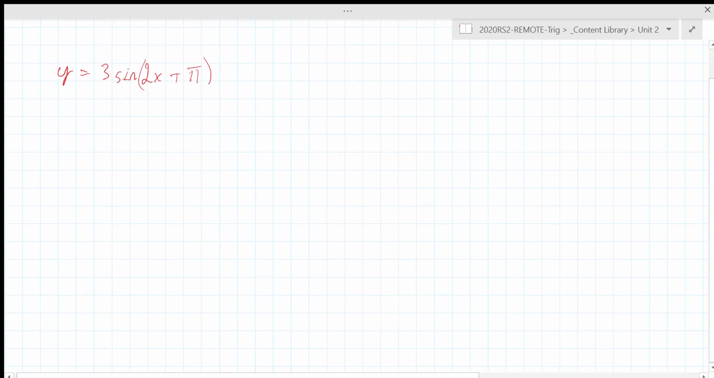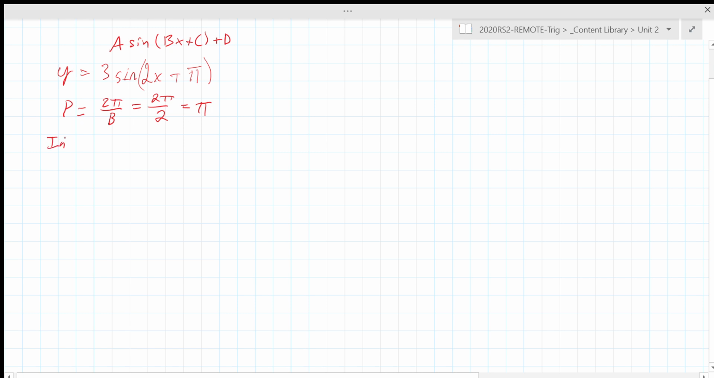The first thing we want to do is find the period, and this is 2 pi divided by the b value, which in this equation b is equal to 2. So we have a period of pi. And if you're wondering how I figured out what b is, the generic form for sine is a sine bx plus c plus d.